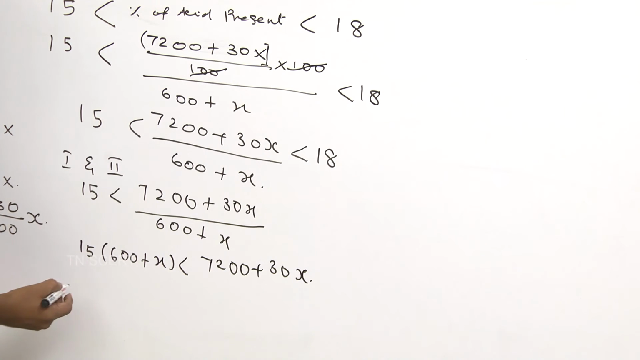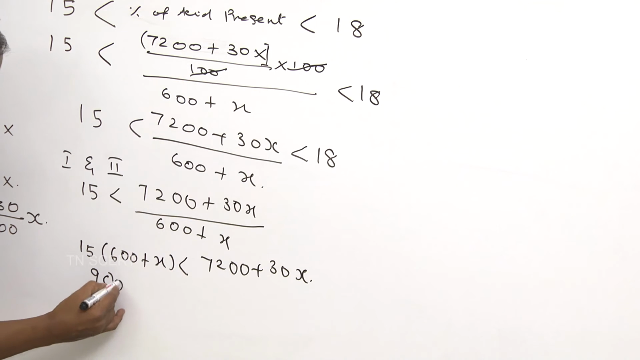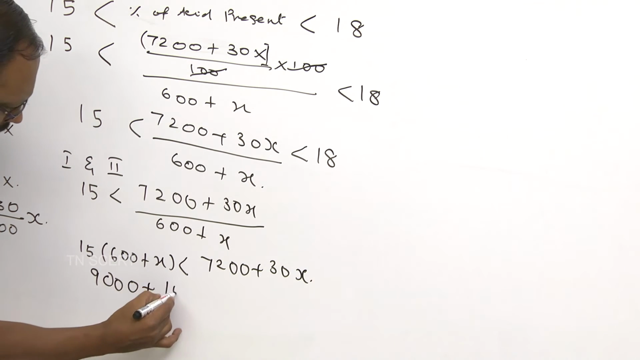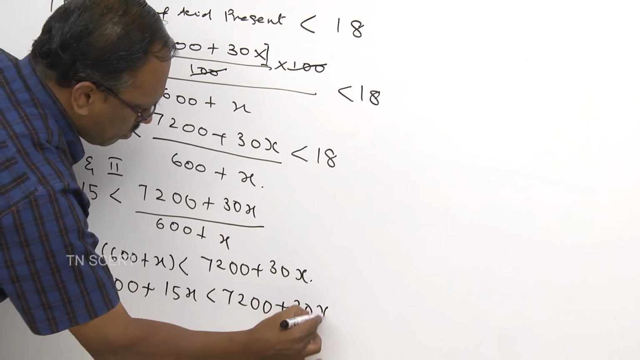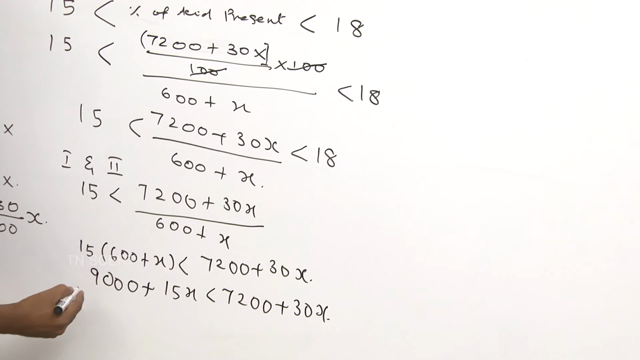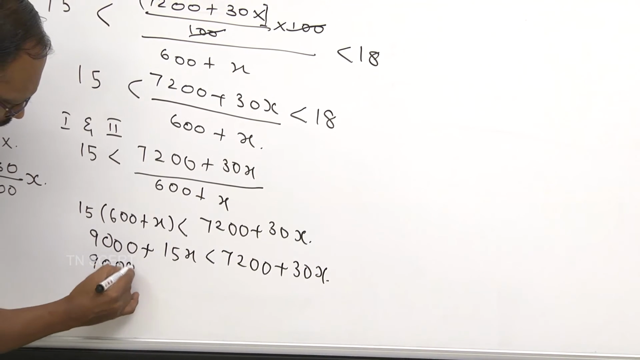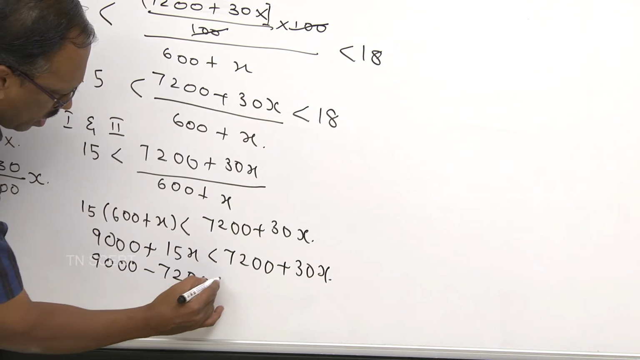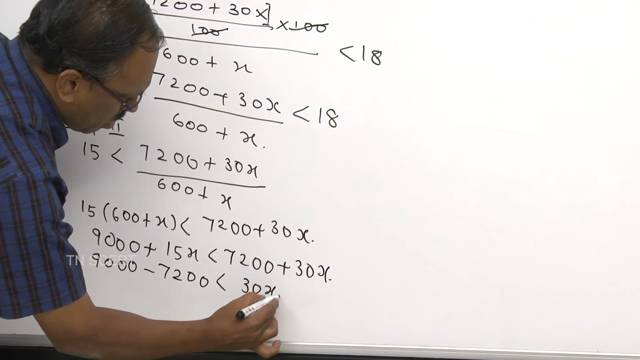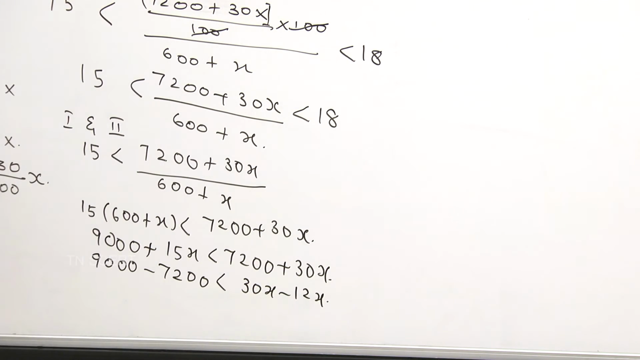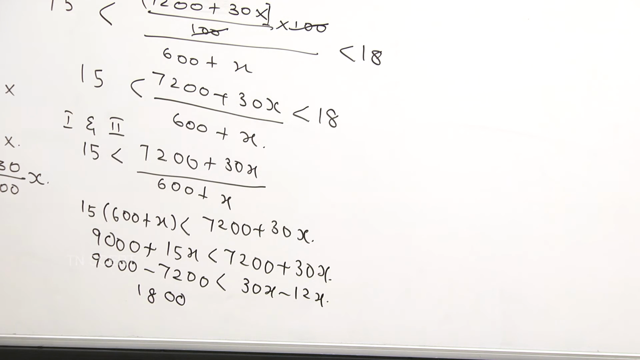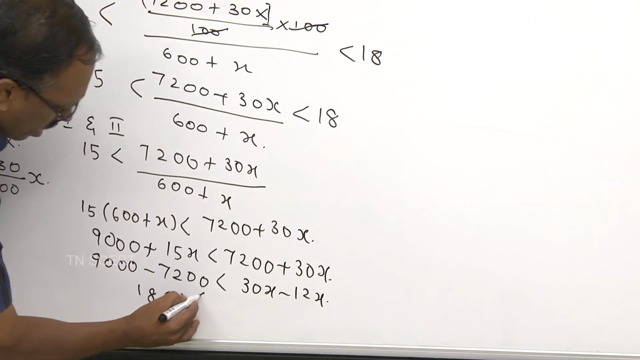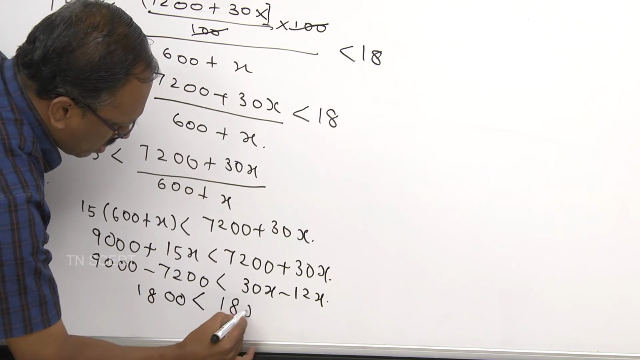So 15 into 6, 15 into 6 is 90, so 9000 here plus 15x less than 7200 plus 30x. You bring this value to here so that 9000 minus 7200 less than 30x minus 12x. By which what I am arriving here, this part, I am getting the solution of this is 1800 here. Then less than here it is 18x.